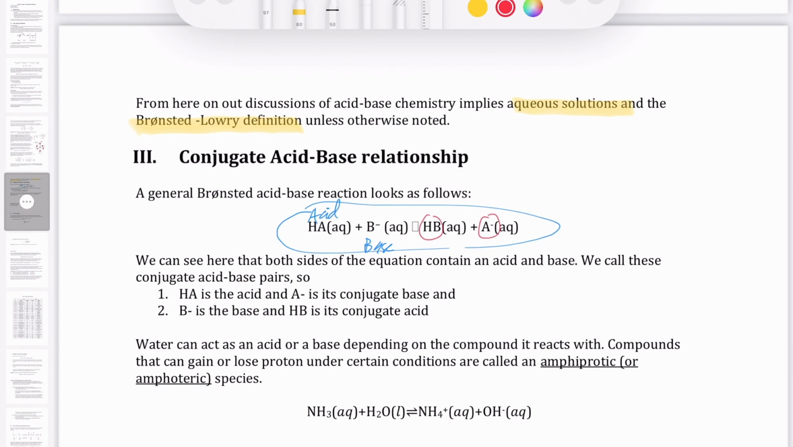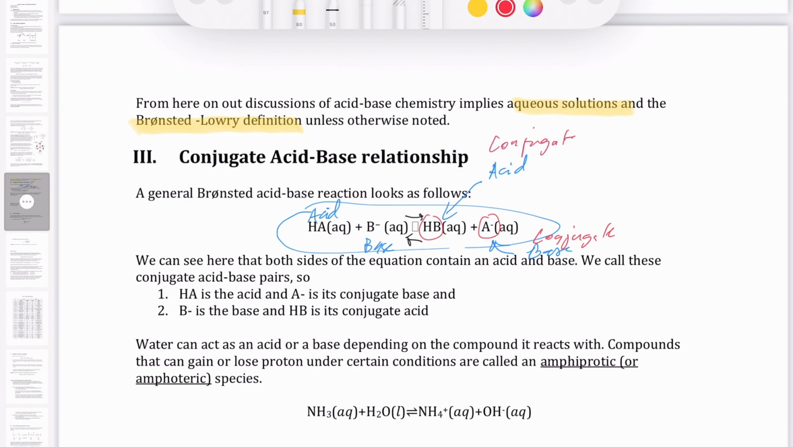Now, if you're looking at HB and A minus and going the opposite way, in other words, this is a reversible reaction, you can see it going to the left. HB and A minus actually act as an acid and a base, right? So it's pretty clear that HB is an acid and A minus is a base because it goes to form HA and B minus. So what this is saying is that the acid on the left, HA, becomes a base, A minus, on the right after it loses the proton. And that base is what we refer to as the conjugate base of the acid. And then HB is the conjugate acid of B minus.